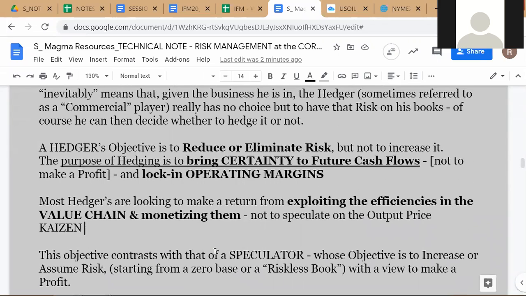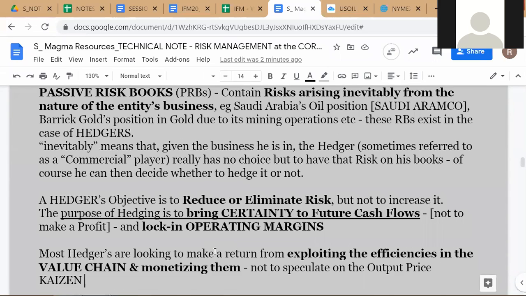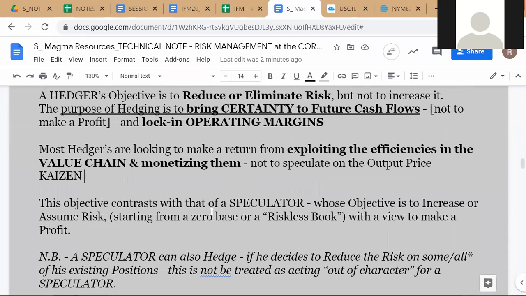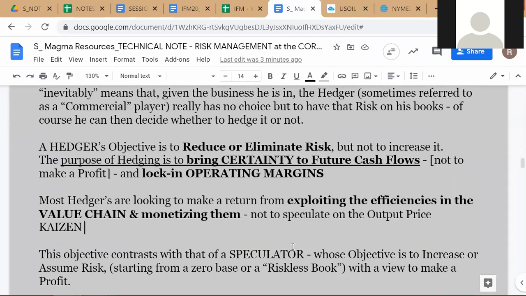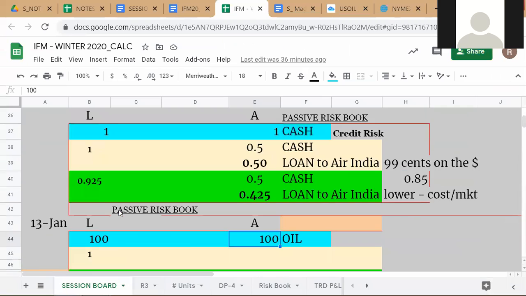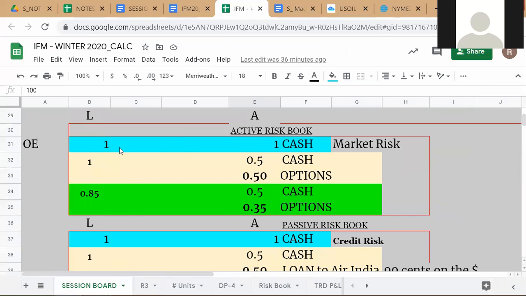as we said, this is what a passive risk book is. Okay, and this is what we will be looking at. And then you have the hedger's objective, which you can see is to basically reduce or eliminate risk. You can contrast that with the speculator, whose objective is to increase risk with a view to making a profit. You saw this in what you were doing in your earlier two projects. You started with a certain amount of cash allocation. There was no risk to start with, but because you had to make a profit, you started to take some risk.